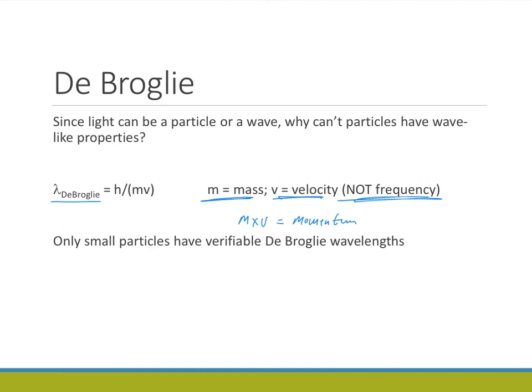Now, only small particles can have a verifiable de Broglie wavelength. Big things, that wavelength is just too small. Because remember, the size of h is really, really small. 6.626 times 10 to the minus 34 joule seconds. That's an incredibly tiny number. You need something that's moving really, really fast and is incredibly tiny to have an appreciable wavelength.